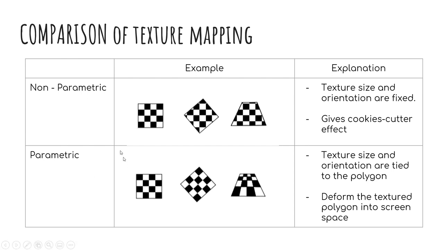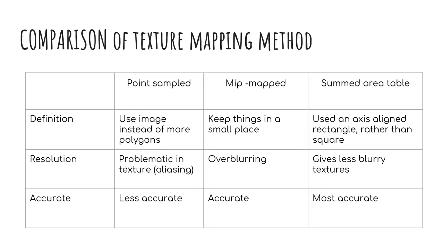In contrast, parametric uses a texture size and orientation that are tied to the polygon, and it deforms the textured polygon into screen space. For parametric, a texture can modulate just about any parameters such as diffuse color, specular exponent, and many more.